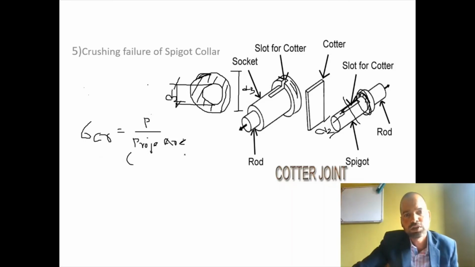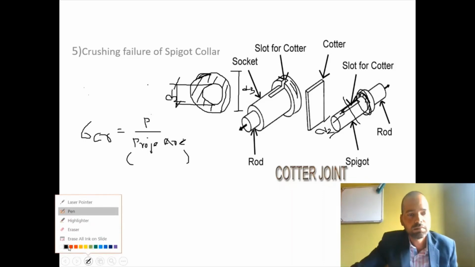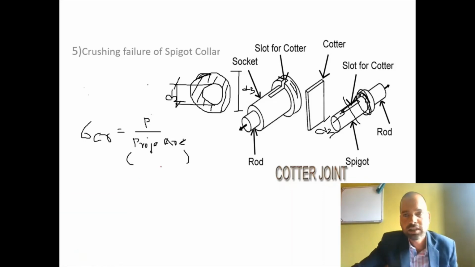So what will be the projected area? Let's change the color so that you can understand the meaning of that projected area. Now what is the projected area? If we take this area and project it, it looks like a circle. So projected area is equal to pi by 4, since it's a circular cross section, multiplied by D3 square minus D2 square, right?